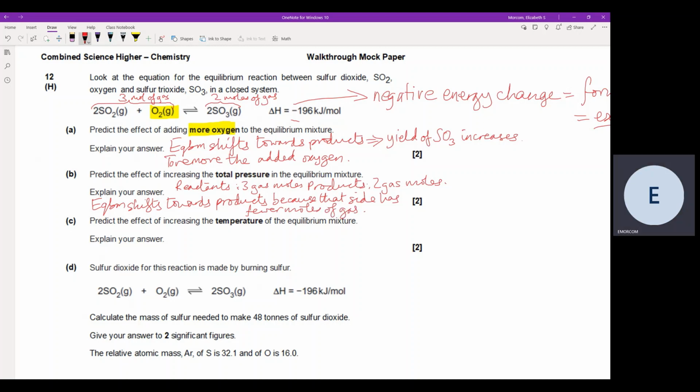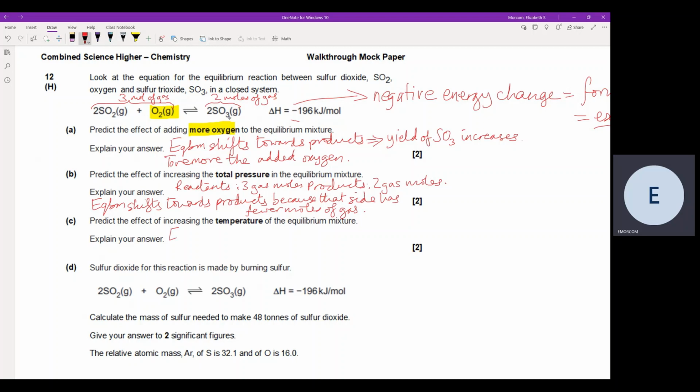And then predict the effect of increasing the temperature. Well, we know the forwards reaction is exothermic, and we also know that when we impose a change on the system, the equilibrium shifts to oppose that change. If we increase the temperature, then the equilibrium is going to shift in the endothermic direction to decrease the temperature again. So that's going to be in the opposite direction towards the reactants.